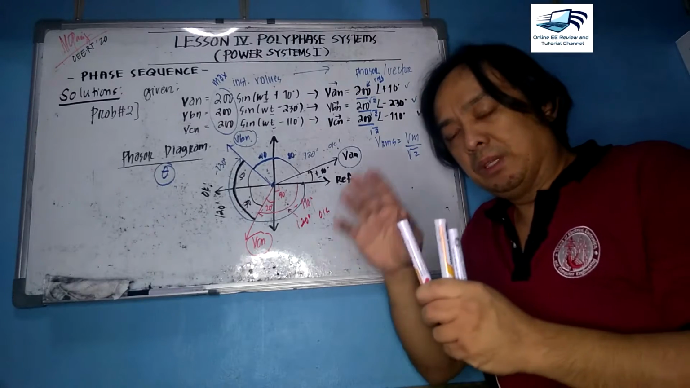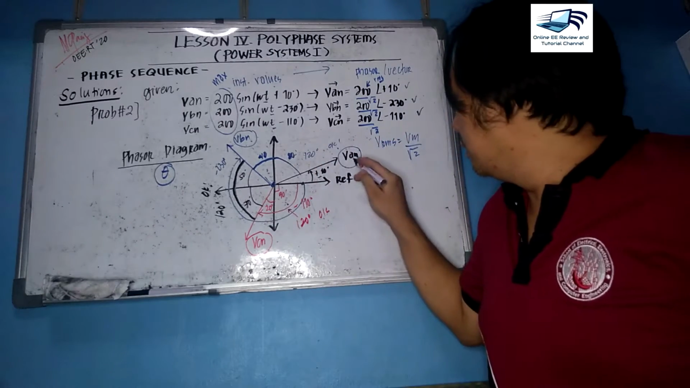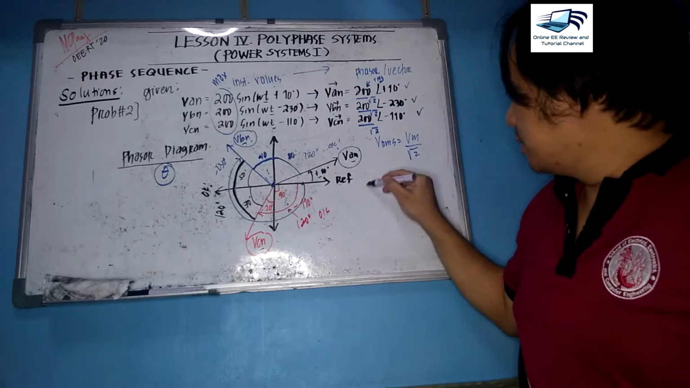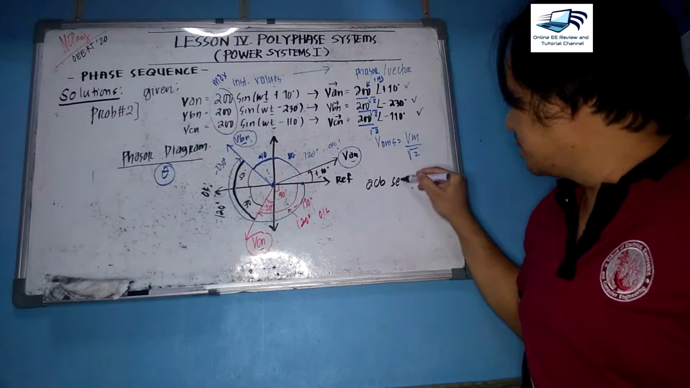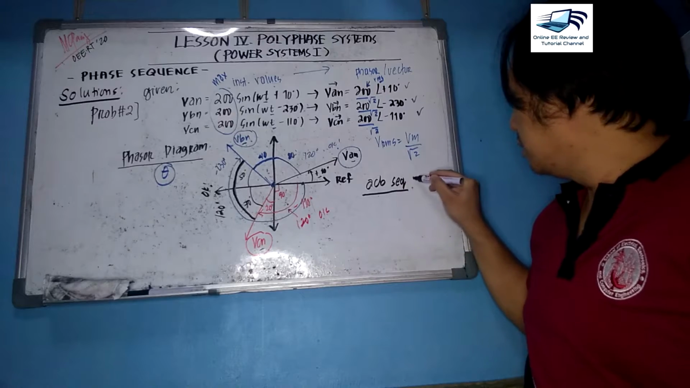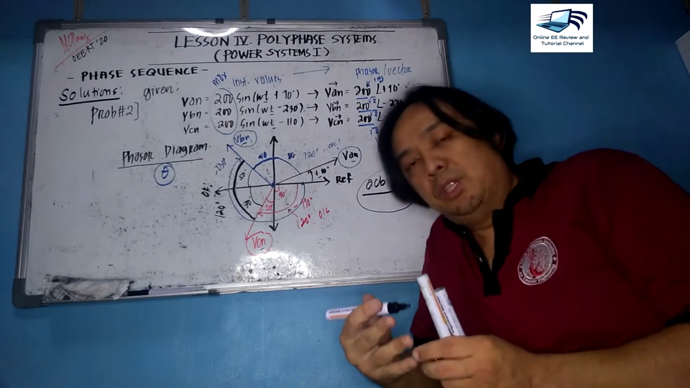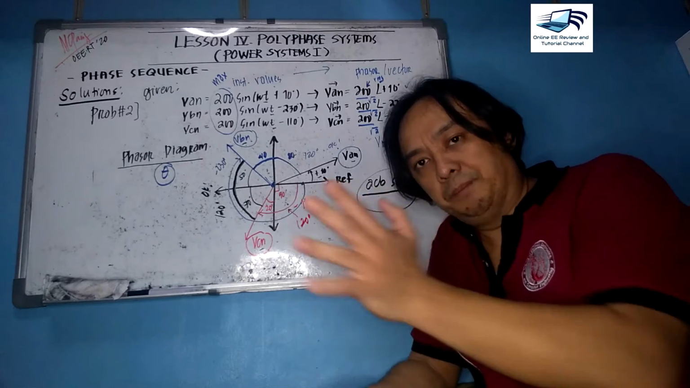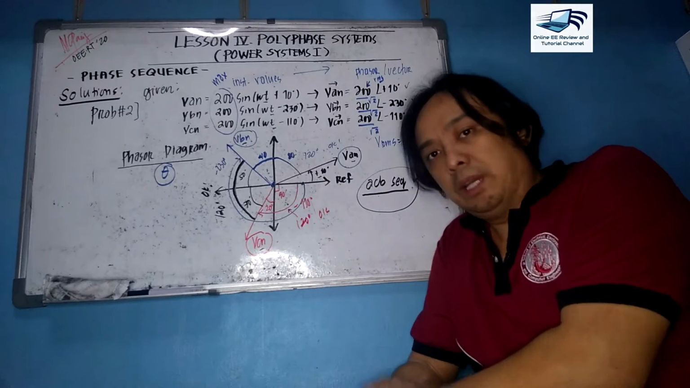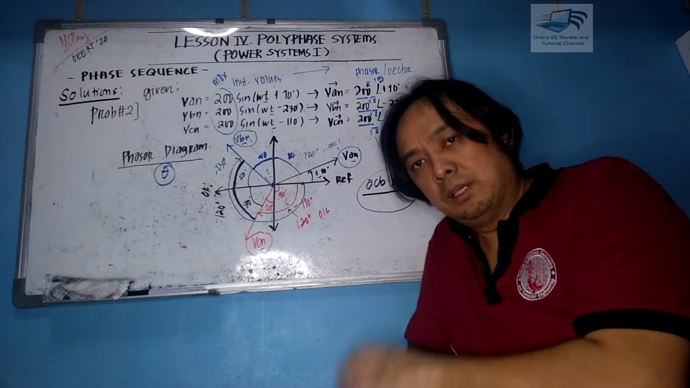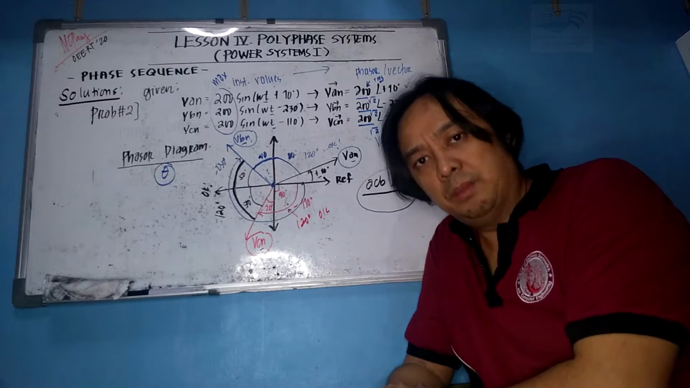So see the sequence, A, C, B sequence. So the answer is an ACB sequence. So hopefully you understand how to draw the phasor diagram here, and we will make use of that on the next few problems.